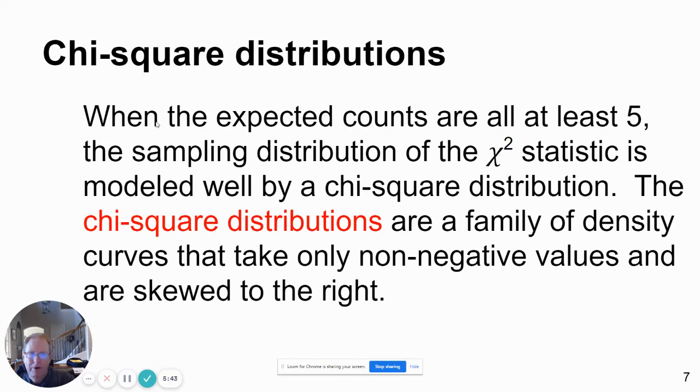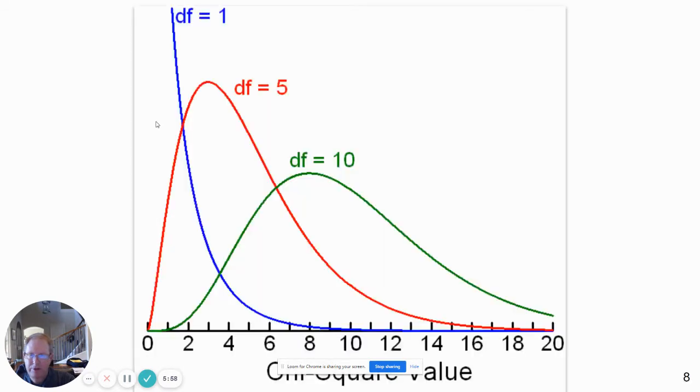When the expected counts are all at least 5, the sampling distribution of the chi-squared statistic is modeled well by a chi-squared distribution. A chi-squared distribution is actually a family of density curves that take on only non-negative values and are skewed to the right. So let's take a look at those.